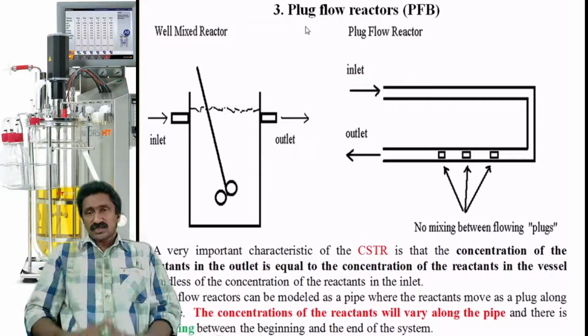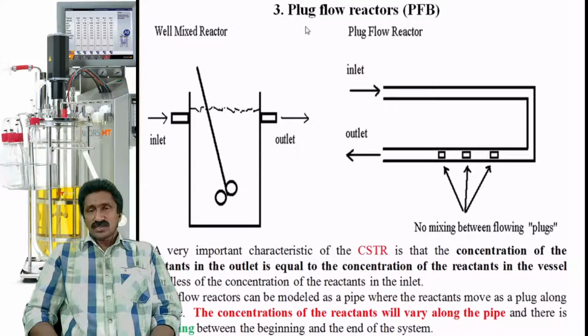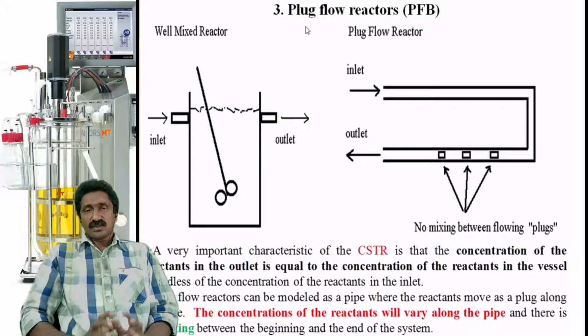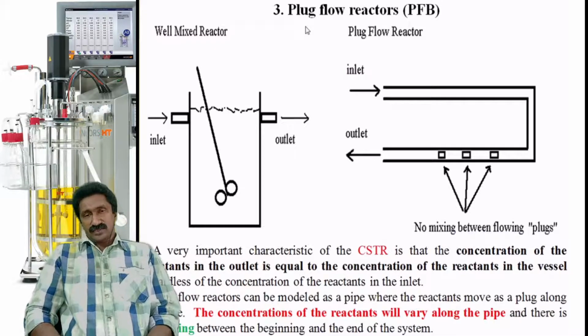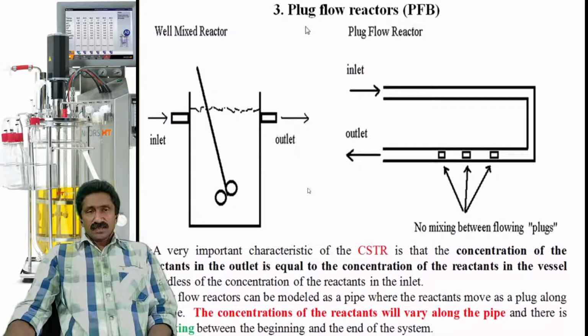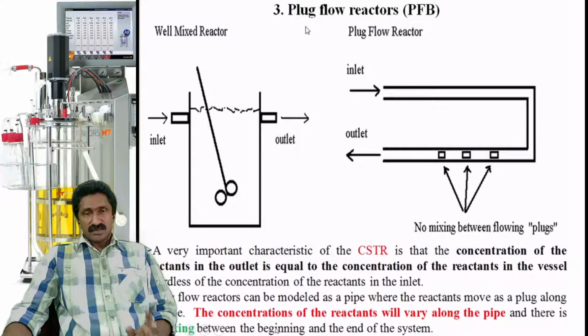So localized concentrated plugs are arranged, and there will be a difference in the concentration of reactants in the plug flow reactor. Plug flow reactors can be modeled as a pipe where the reactants move as a plug along the pipe. The concentration of the reactants will vary along the pipe, and there is no mixing between the beginning and the end of the system. So there is no mixing.